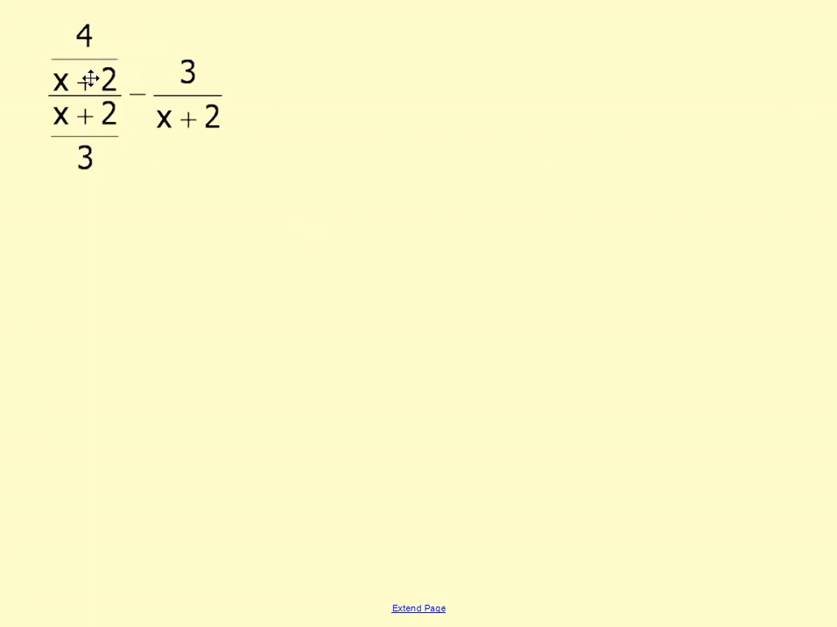Here's one that looks difficult because we have this crazy fraction, but this is really a fraction divided by a fraction. And we never write a fraction divided by a fraction. Instead, we multiply it by the reciprocal. So I leave the top part, the 4 over x plus 2, alone. So this entire thing is 4 over x plus 2 times the reciprocal of this, which is 3 over x plus 2.